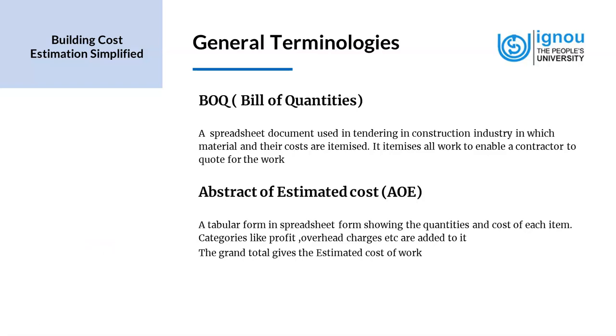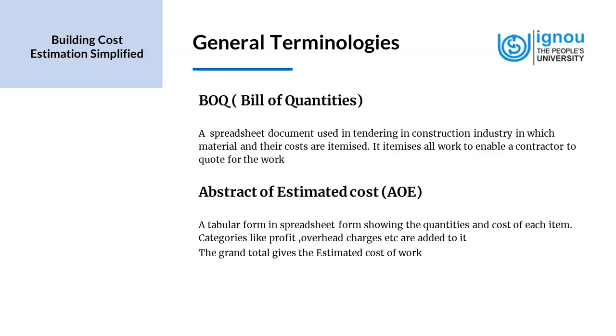Now, the abstract of estimated cost is that part of the estimate where the actual, direct costs which we have to incur in terms of material, labor, equipment, etc. are there. The cost of this is there in the abstract of estimated cost. But this still doesn't make the complete estimate, because we have to add other factors like profit, overhead charges, etc. to this to make it a complete estimate.